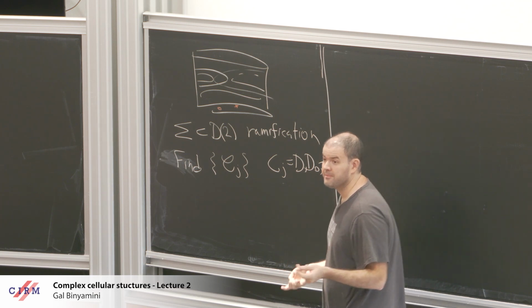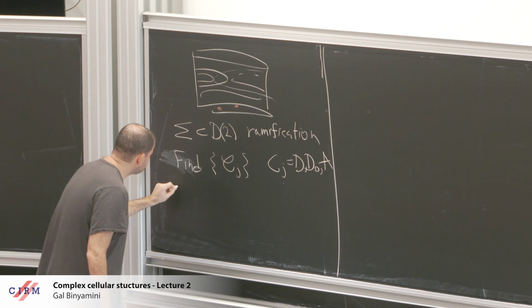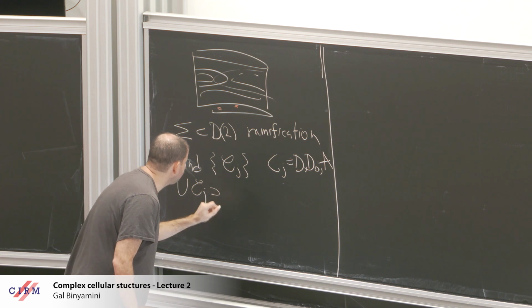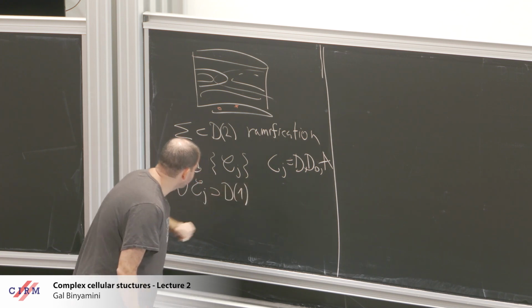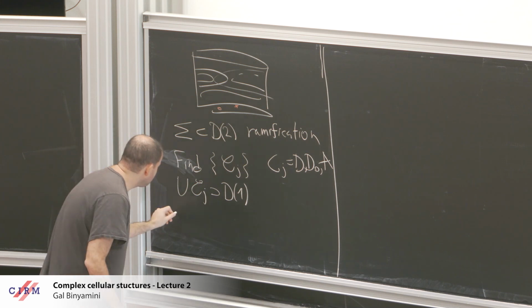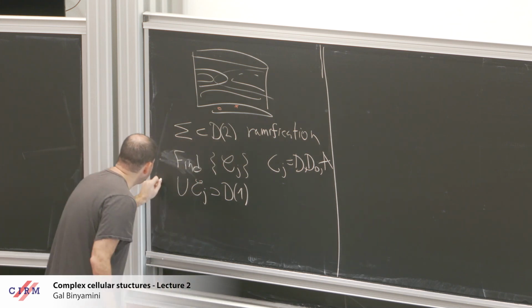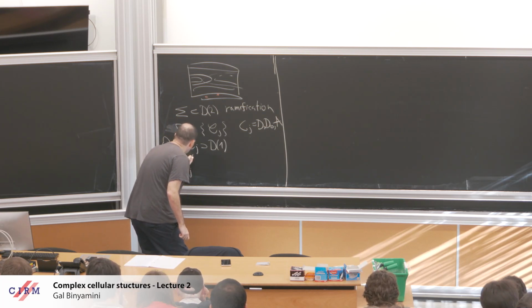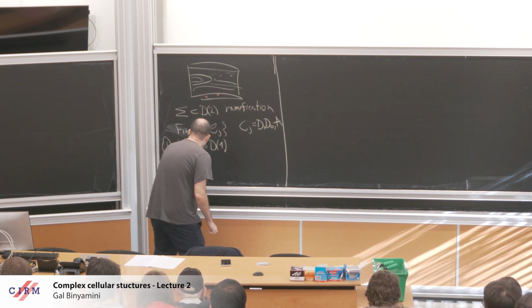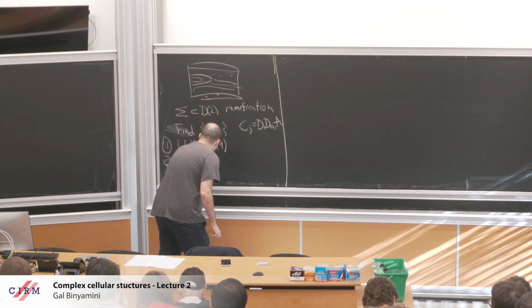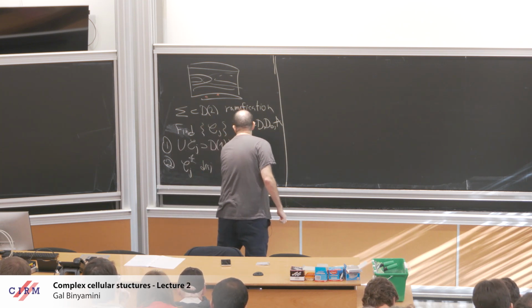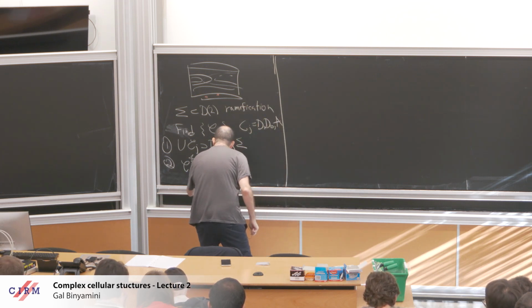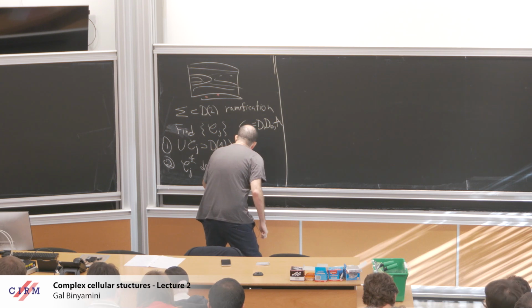And I want two things to happen. I want the union of these cells Cj to contain the disk of radius 1. And I want the extension. So this is 1. And I want the 1/2 extension of Cj to be disjoint, or maybe let me say minus sigma here, because I'm not going to cover the actual singular points, because my second condition is that every cell should be disjoint from sigma.